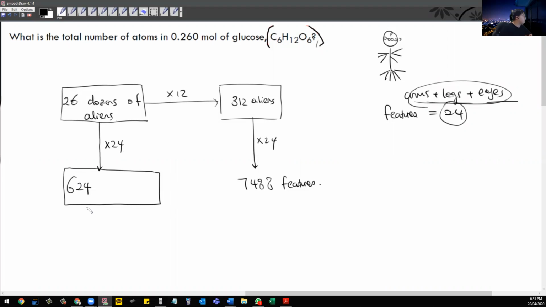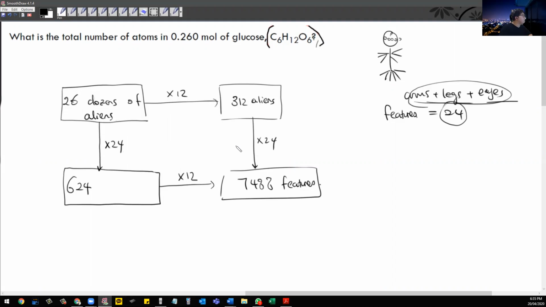Well, what does 624 stand for? The goal is to get to here. We want to get to the number of features, right? Of course you can times by 12 first and get the number of aliens, and then times by 24, or you can times by 24 first and then times by 12, right?